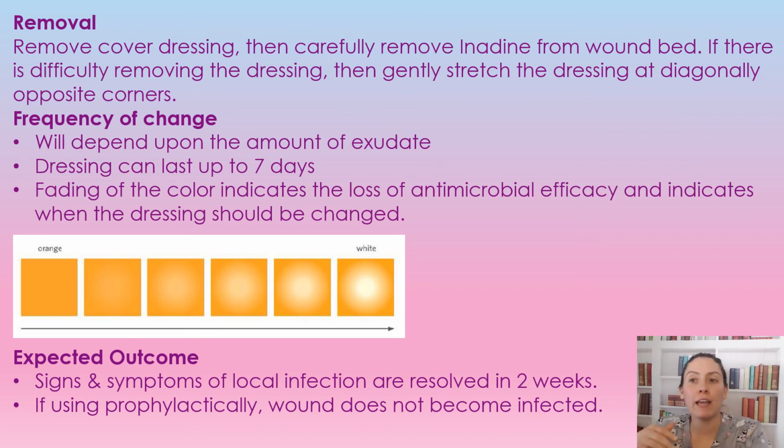Frequency of change. So depending on the amount of exudate, the dressing can last up to 7 days. So there is a fade color indicator, as you can see right here. Okay, so it starts off orange and it does fade out to white when it loses the antimicrobial effectiveness. Okay, so that's when it should be changed. Between here and here, make sure you're changing that.